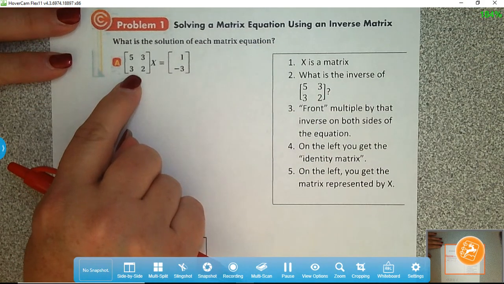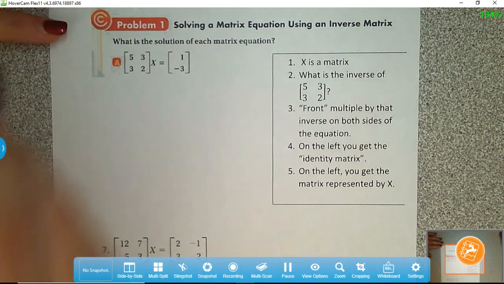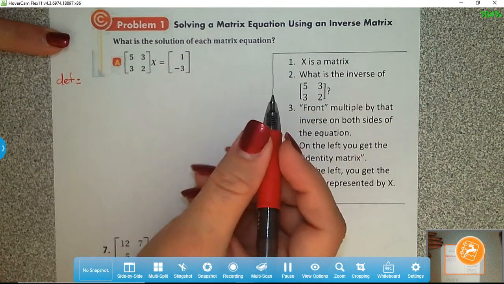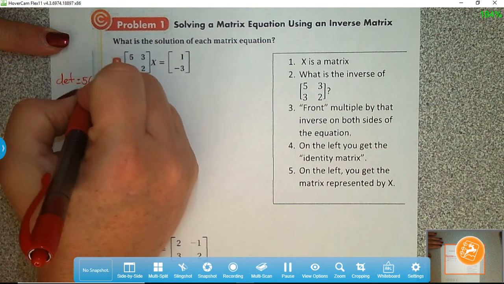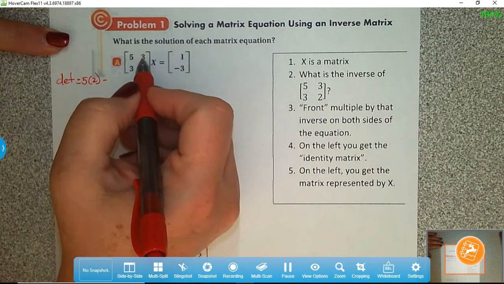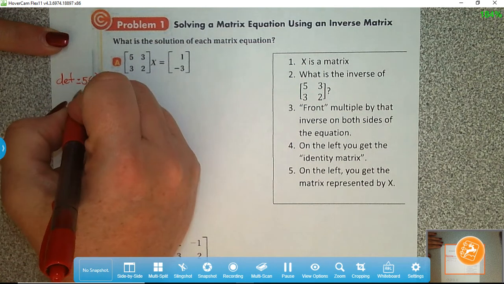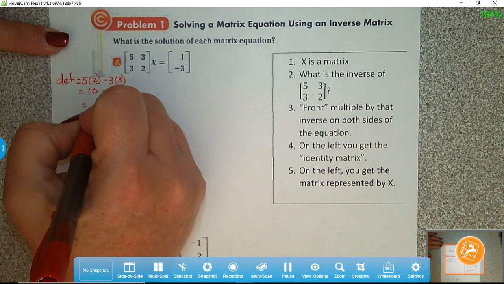This one right here. And if you will remember from yesterday, to find the inverse of a 2 by 2 matrix, the first thing you want to do is find the determinant. And to find the determinant, I multiply 5 times 2 and subtract 3 times 3. So that gives me 10 minus 9. My determinant is equal to 1.